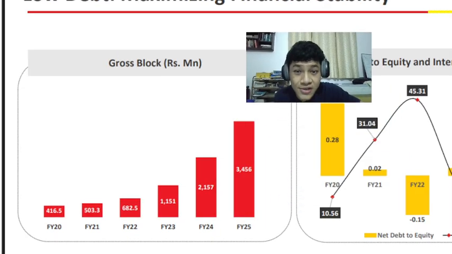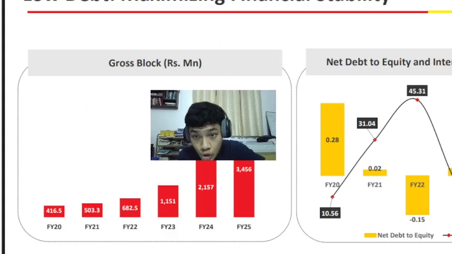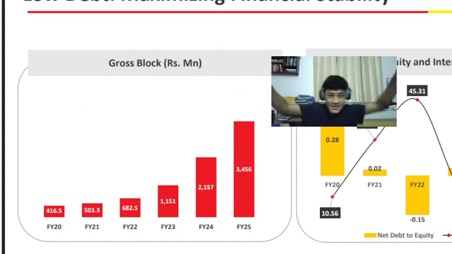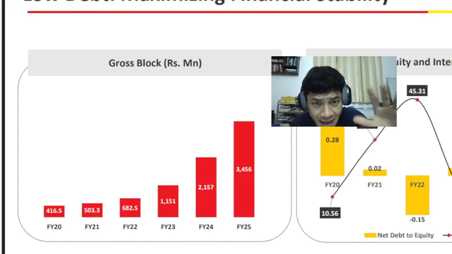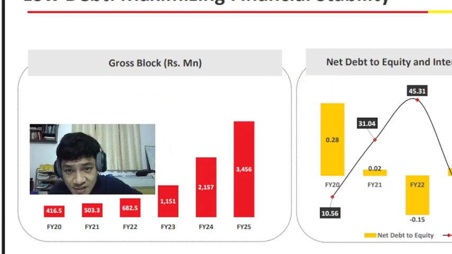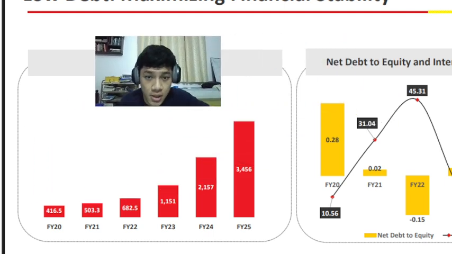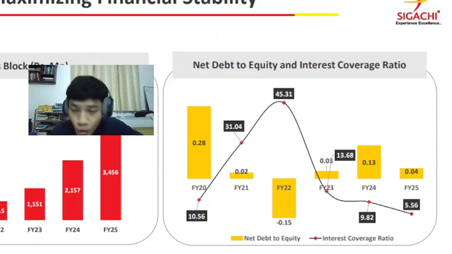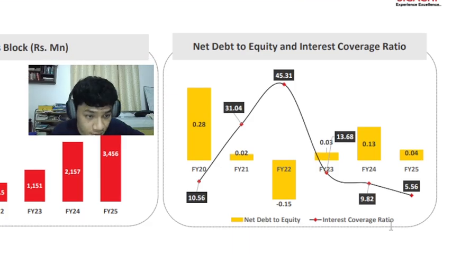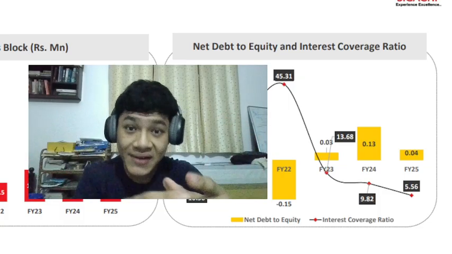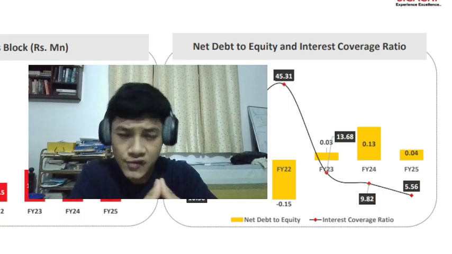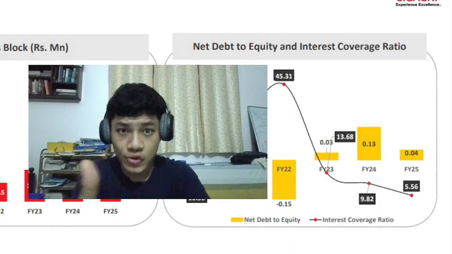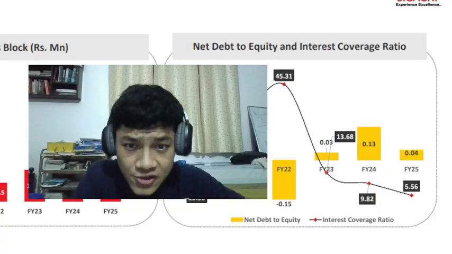All these numbers are in millions of rupees. Fantastic. Gross block, number of assets increasing. Total assets, not net assets, total assets. Massive increase. Then here, we already took a look at net debt to equity. Take a look at interest coverage ratio. See, interest coverage ratio, this black line. Interest coverage ratio is EBITDA divided by interest cost, the interest paid on borrowings and all that. Very important figure.